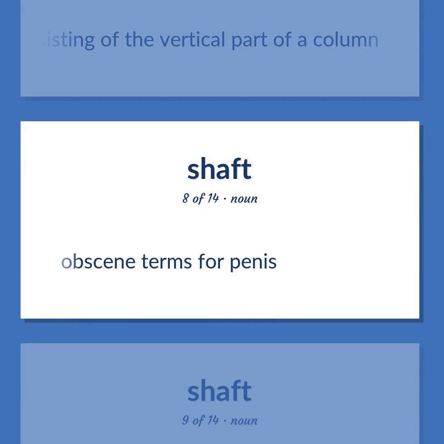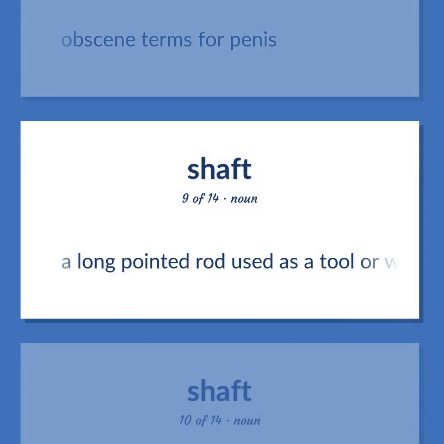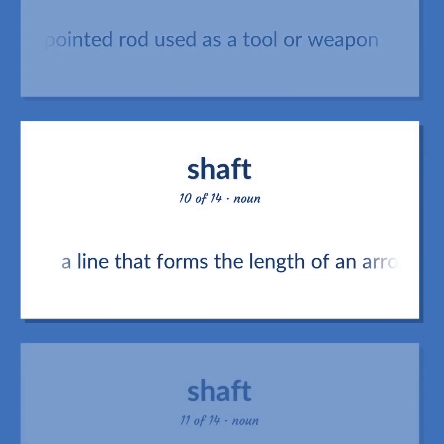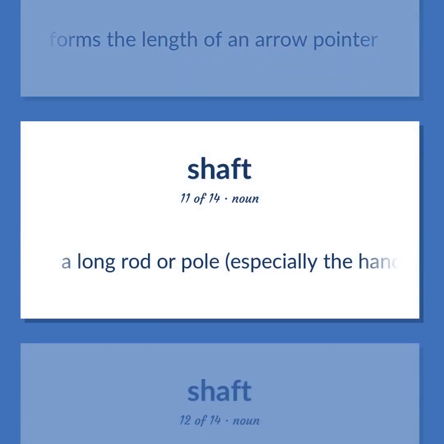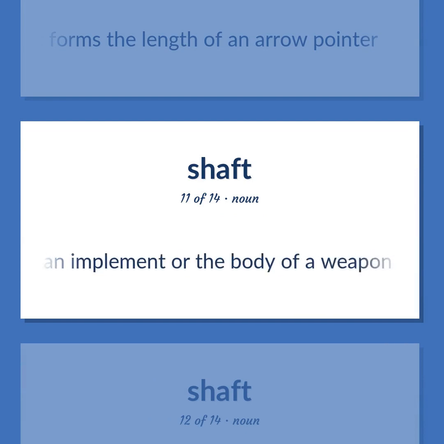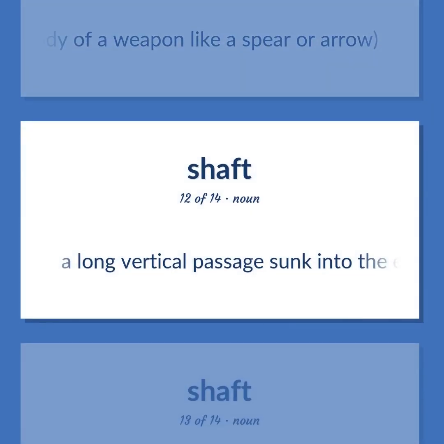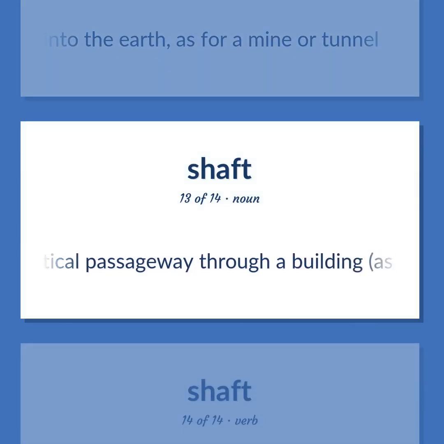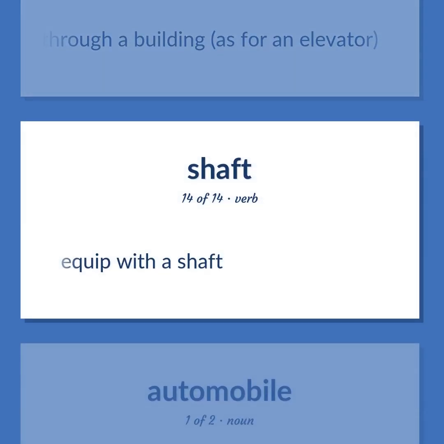Obscene terms for penis. A long pointed rod used as a tool or weapon. A line that forms the length of an arrow pointer. A long rod or pole, especially the handle of an implement or the body of a weapon like a spear or arrow. A long vertical passage sunk into the earth, as for a mine or tunnel. A vertical passageway through a building, as for an elevator. Equip with a shaft.